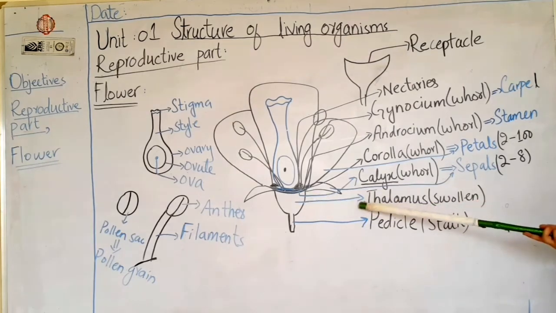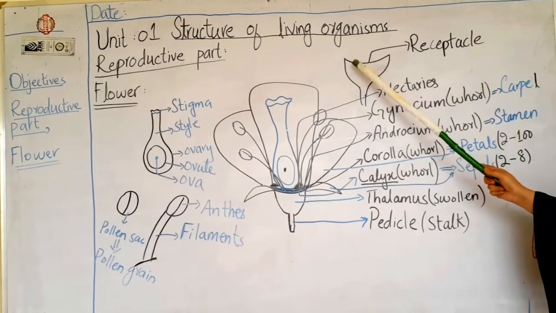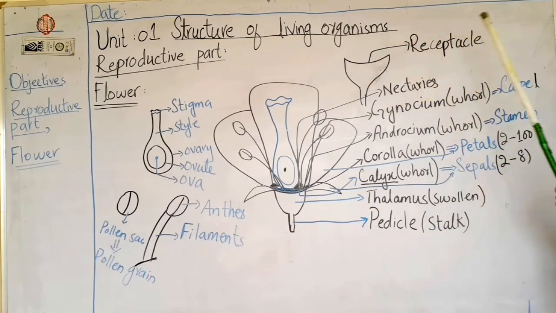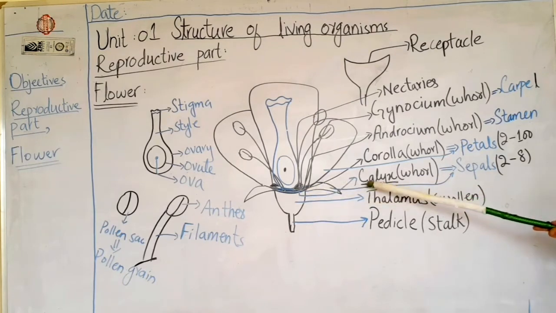Thalamus is the swollen part, which is brown or green in color. After that, it has a receptacle. That receptacle consists of many walls, and those walls consist of different parts of the flower. As you can see here, the first wall is known as calyx, and over the surface of the calyx the sepals are present. Sepals are green in color. Their number is 2 to 8, and they help in the protection of the bud.